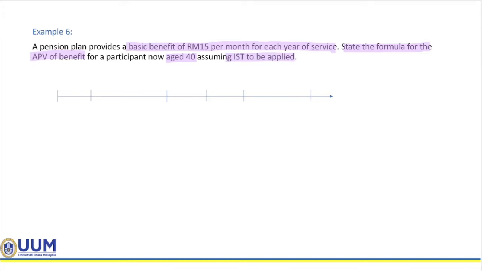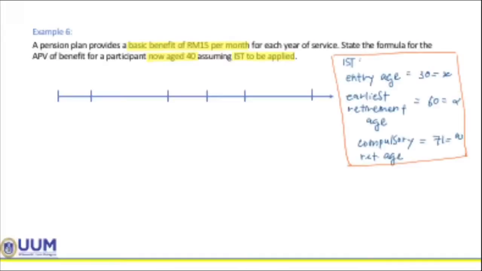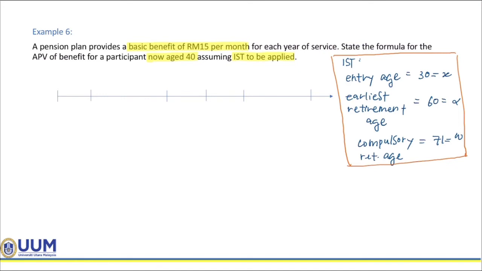So what are the assumptions of IST? There are 3 assumptions. The entry age is equal to 30, so X is equal to 30. The earliest retirement age, alpha, is equal to 60. And the compulsory retirement age, which is omega, is equal to 71.